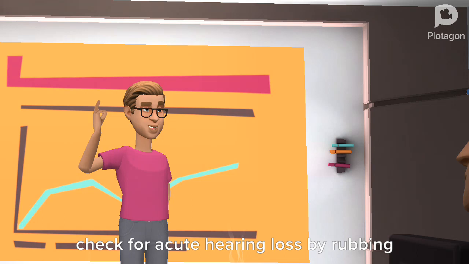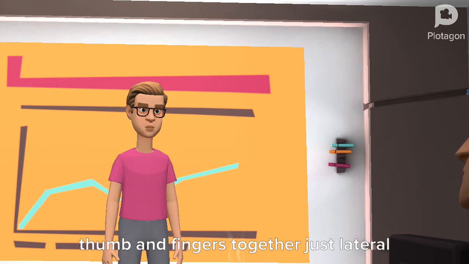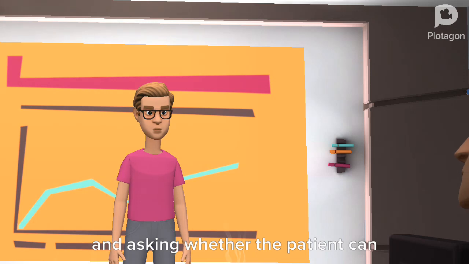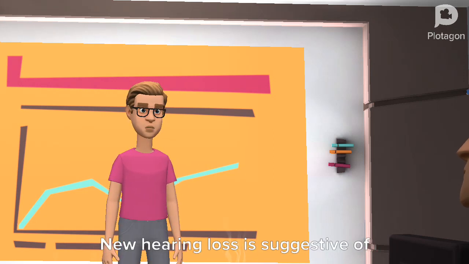Check for acute hearing loss by rubbing thumb and fingers together just lateral to the patient's left and right ear and asking whether the patient can hear it. New hearing loss is suggestive of a central cause.